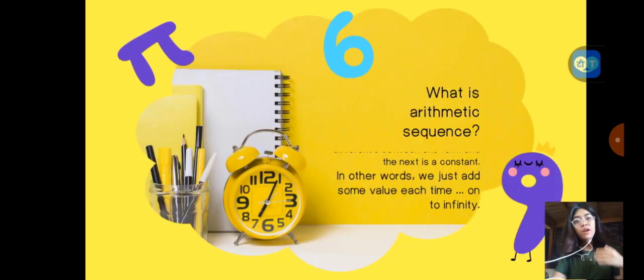Next is arithmetic sequence. Now, what is an arithmetic sequence? An arithmetic sequence has a constant, meaning in other words, we just add on some value each time on to infinity. So we add a constant value every time until it gets bigger and bigger, and it goes on for infinity. So it is an infinite sequence. Just like here, for example.